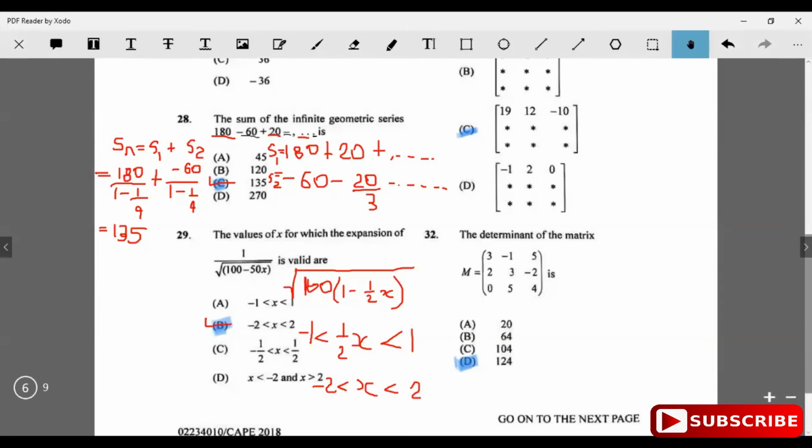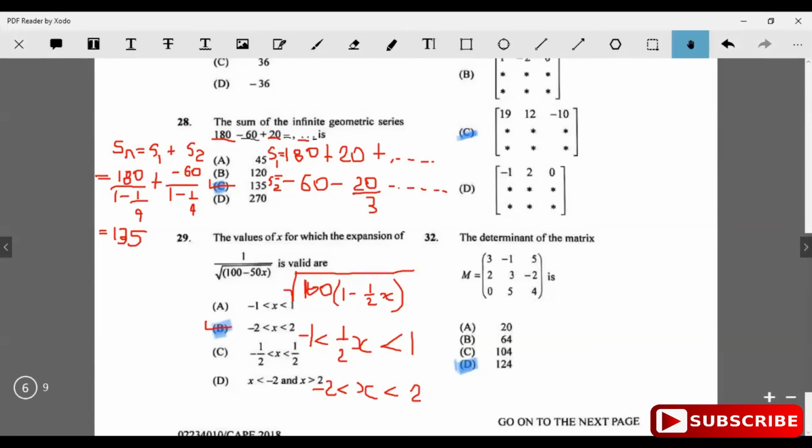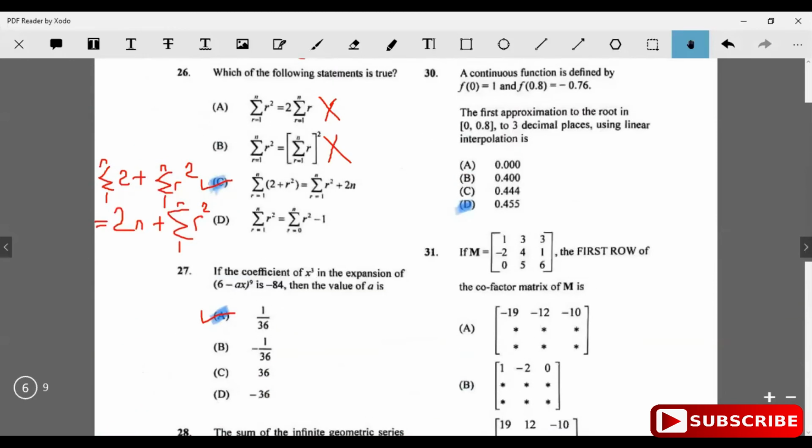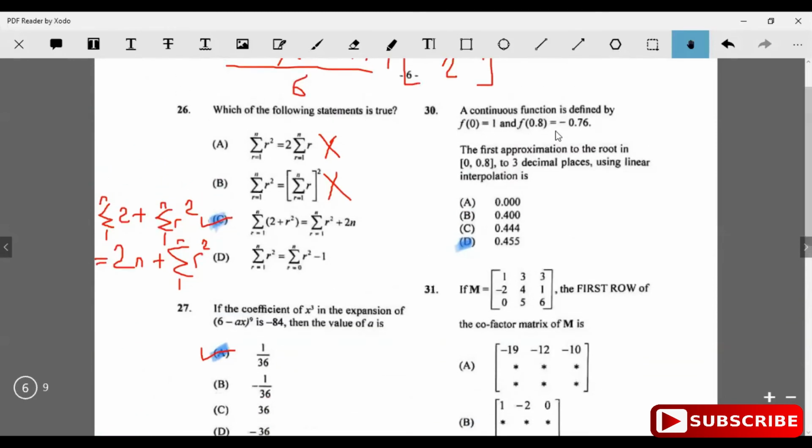All right, so it seems that you have to refresh your mind with binomial theorems.